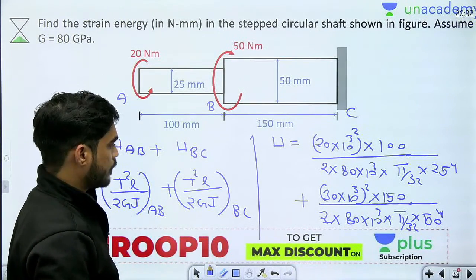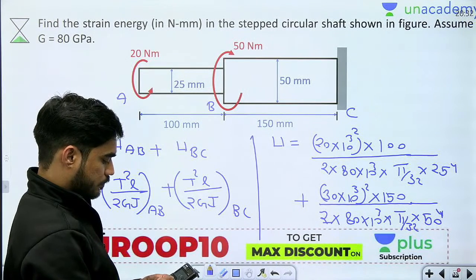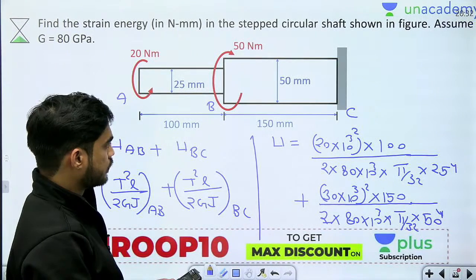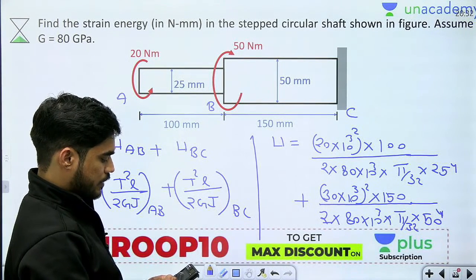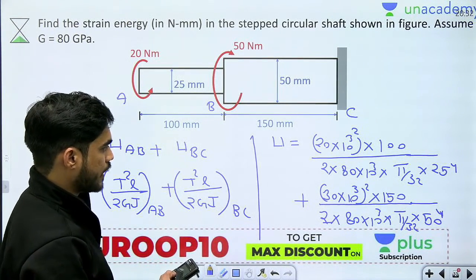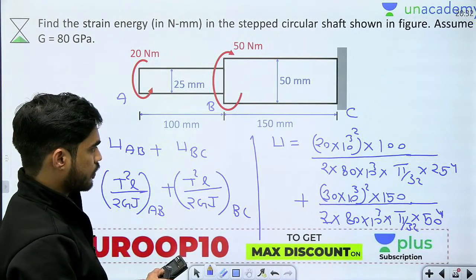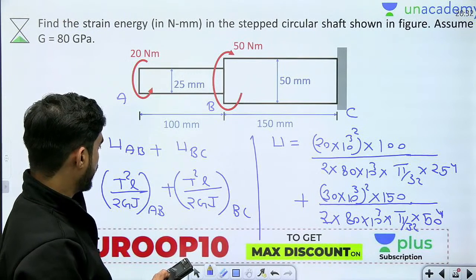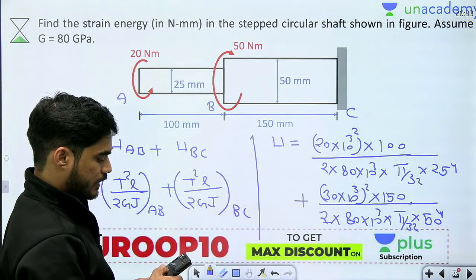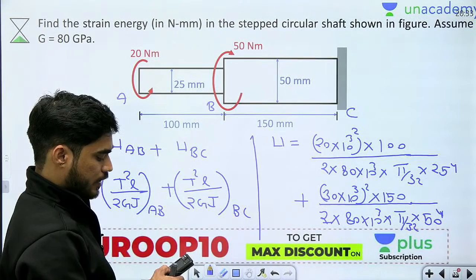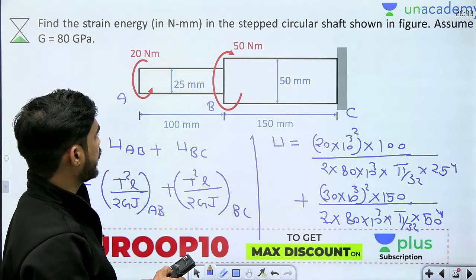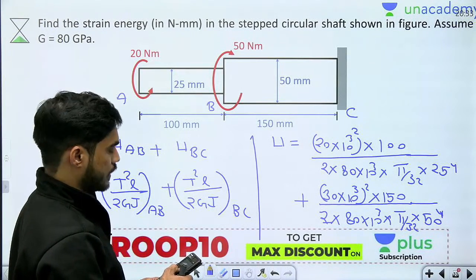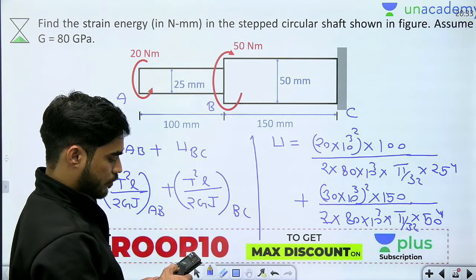Why? Let me check once. 20,000 square into 100 into 80 into 3 into pi into 25 to the power 4. Then 30,000 square into length 150 divided by 2 into 80 into 10 to the power 3 into pi into 50 to the power 4.